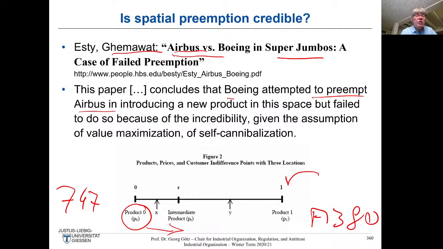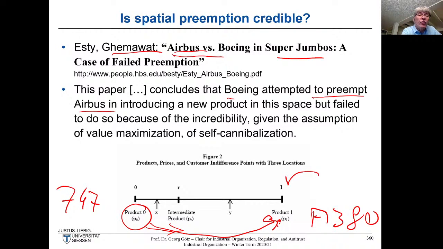By introducing some new product, which was not really the super jumbo, but some stretch kind of jumbo. And what they claim is that it wouldn't have been credible, based on these arguments, that they produce really the same kind of jumbo, like a 600 or 800 passenger capacity.